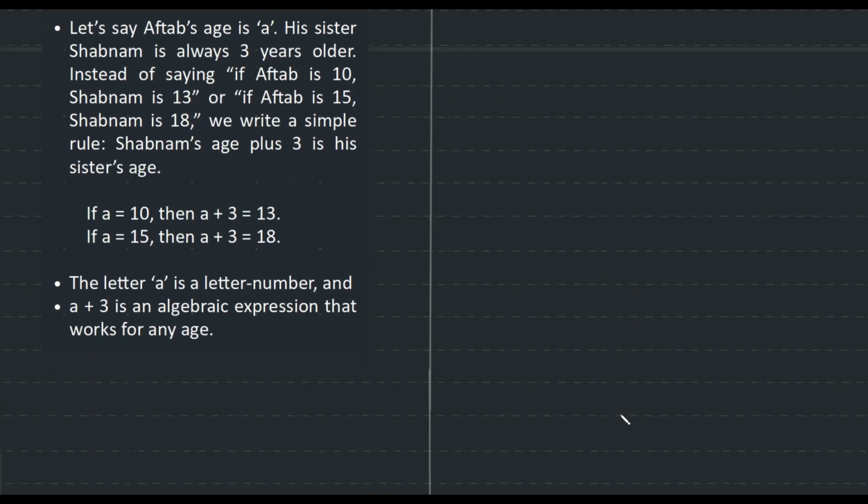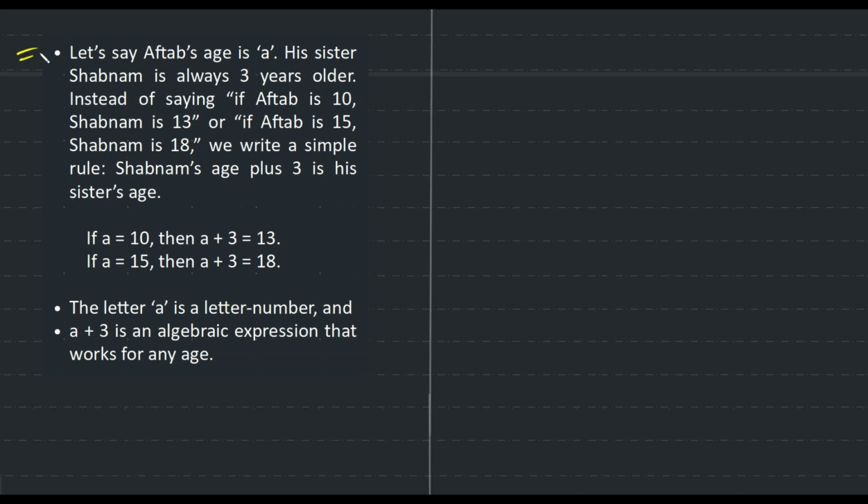Okay, guys. So we have one last example, wherein I'm not using any program, I'm just talking about pen and paper. Let's say Aftab's age is 8. His sister Shabnam is always 3 years older because she was born 3 years before him. So she's always 3 years older. So if Aftab is 10, Shabnam is 13. If Aftab is 15, Shabnam will be 18, right? If he is 10, she will be 13. If he is 15, she will be 18. We can write a simple rule that Aftab's age plus 3 is the sister's age.